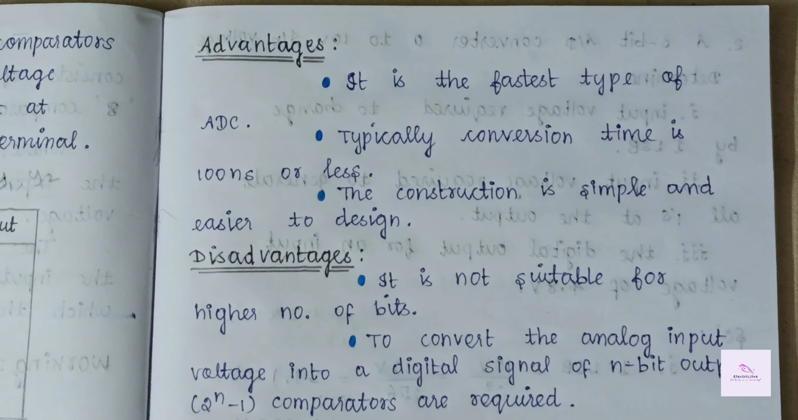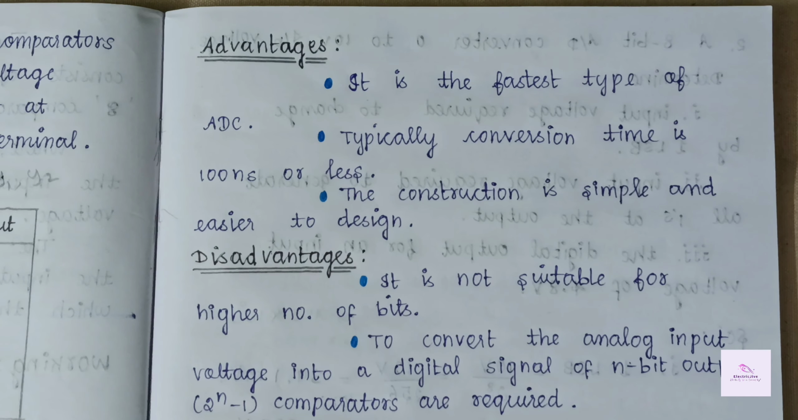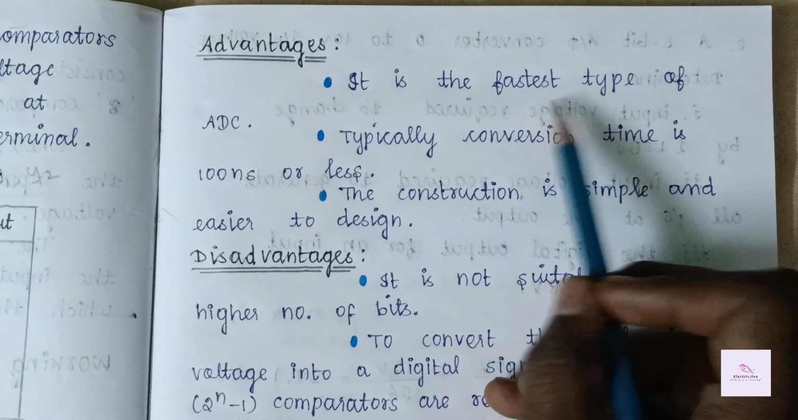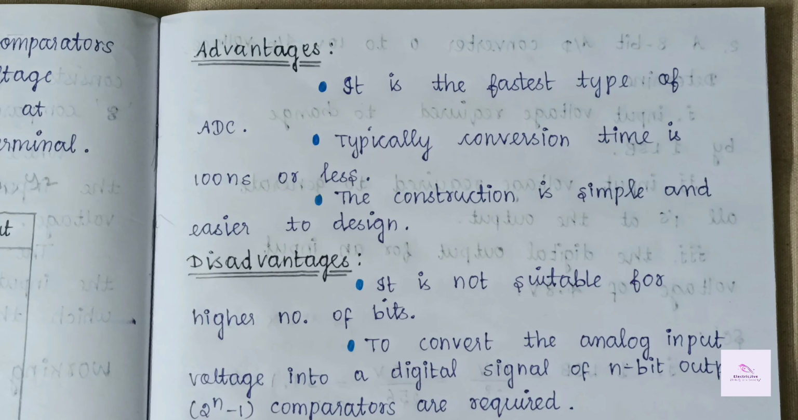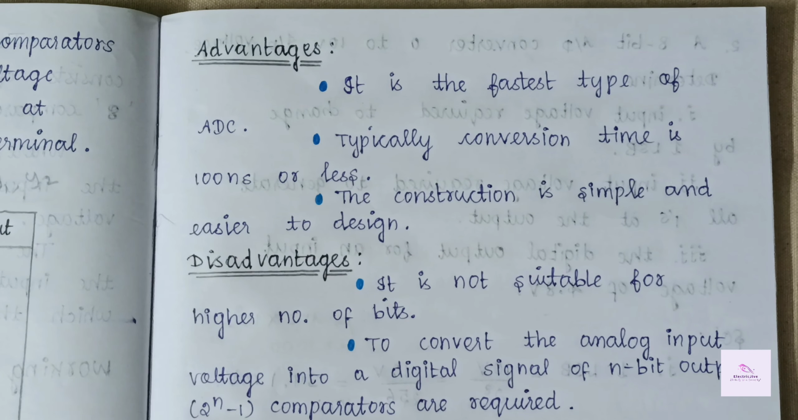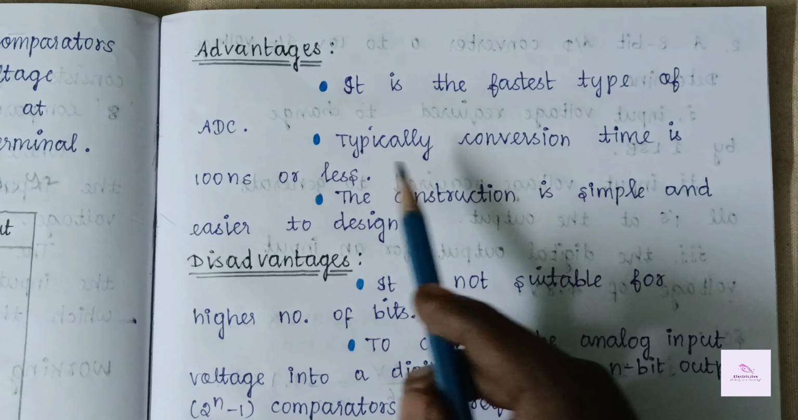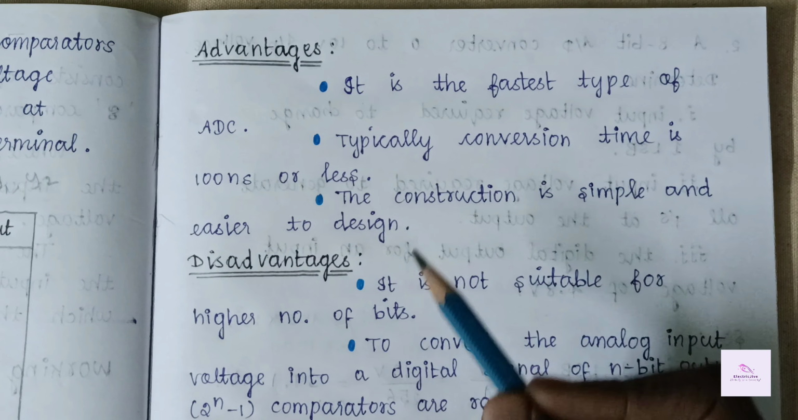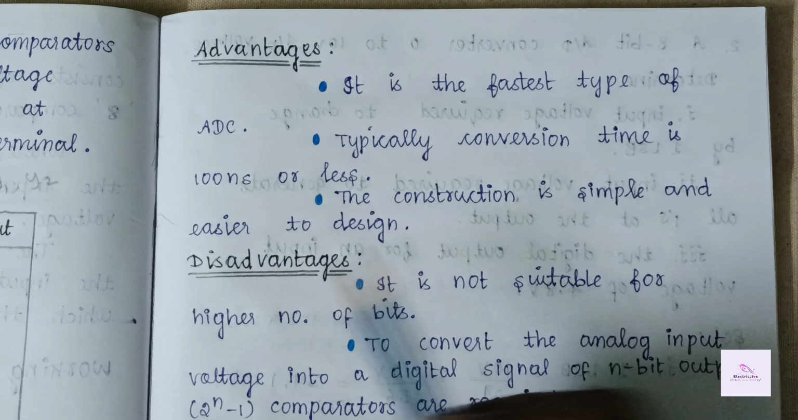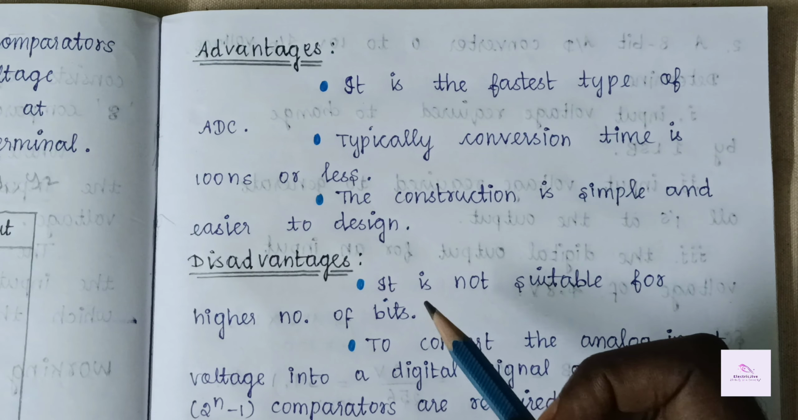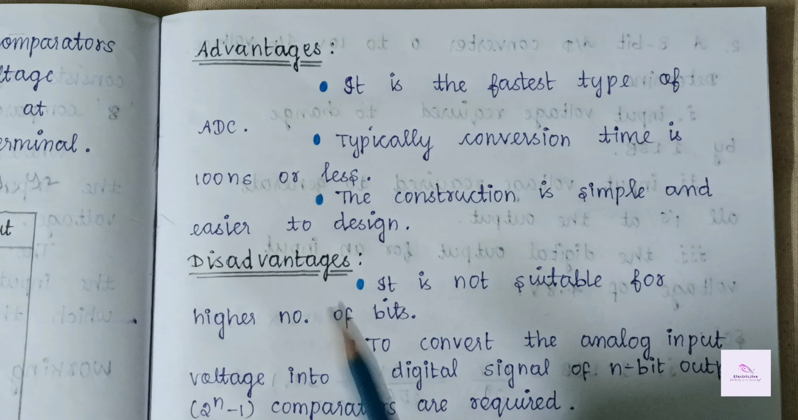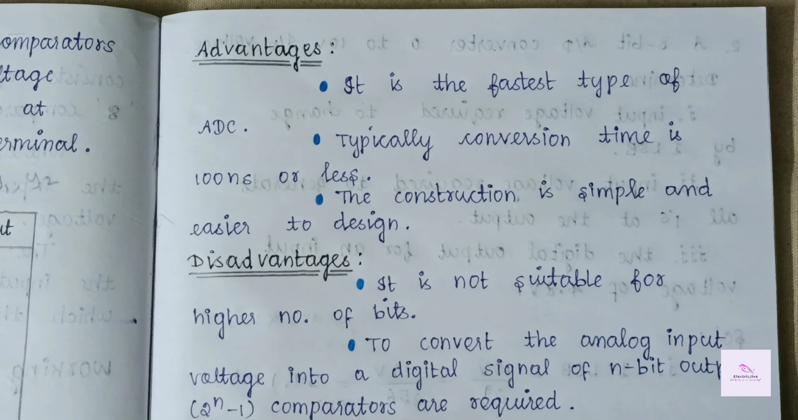Then, the advantages and disadvantages of flash type ADC. The first advantage, as I said earlier, is that it is the fastest type of analog to digital converter because the conversion is performed simultaneously through a set of comparators. The second advantage is that the typical conversion time is 100 ns or less. Then the construction is simple and easier to design, and we can modify the construction of this flash type ADC as per the required bits.